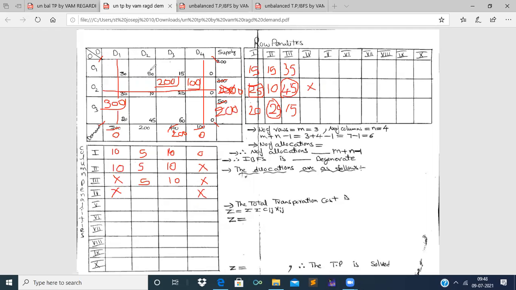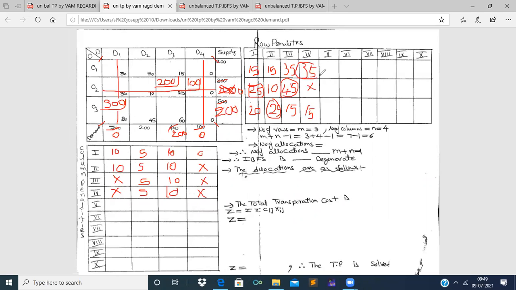Now the first row difference: 50 minus 15 is again 35, right? 35. Now we go for the third row: 60 minus 45 is 15. Here we get 5, here we get 10, and here we get 10. So from these penalties, the fourth set of row and column penalties, the highest penalty is 35.